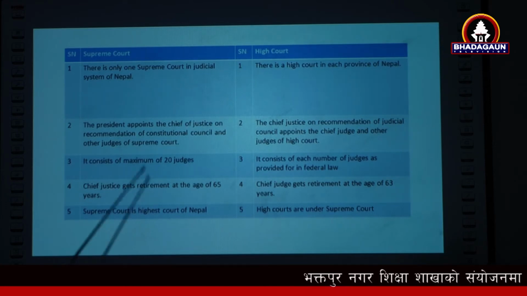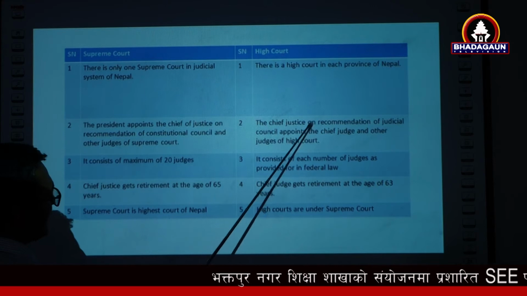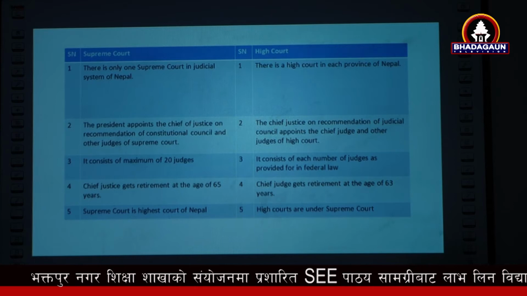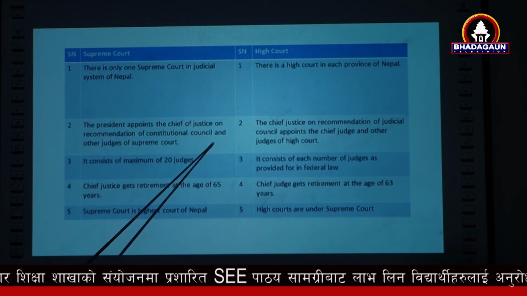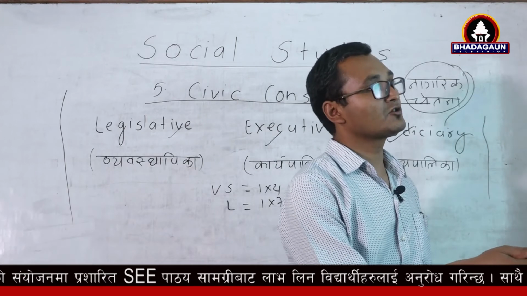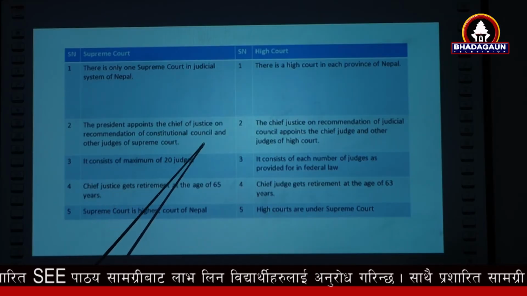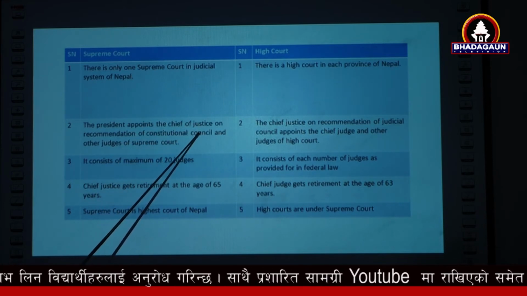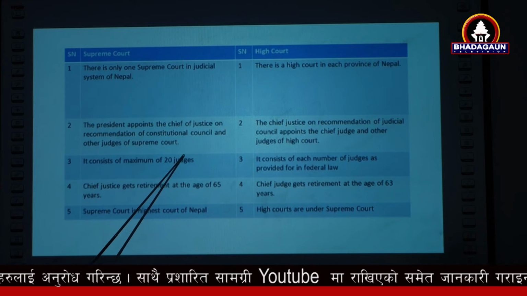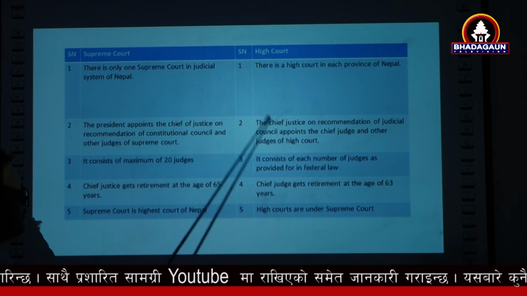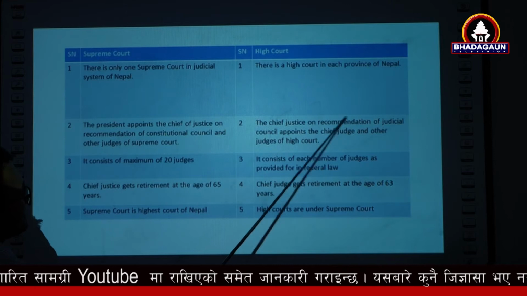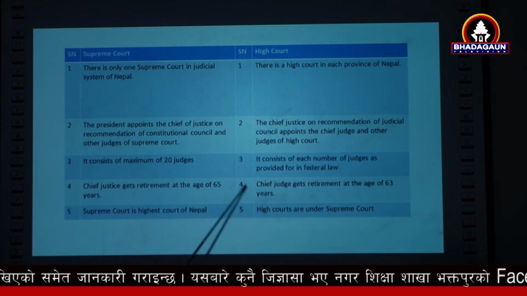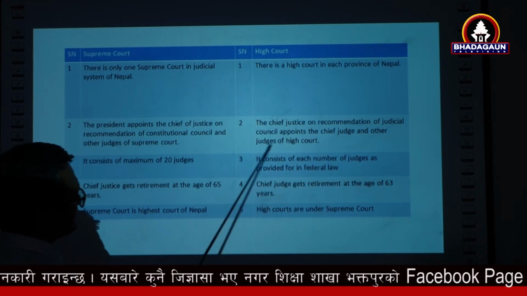It is because we have the Constitutional Council, we have the Judicial Council as well here. In the Judicial Council, the Chairman is the Chief Justice. In the Constitutional Council, the Chairman is the Prime Minister. So under the recommendation of the Constitutional Council, the President appoints the Chief Justice and also other judges of the Supreme Court. And in the High Court, under the recommendation of the Judicial Council, the Chief Justice appoints the Chief Judges and other judges of the High Court.